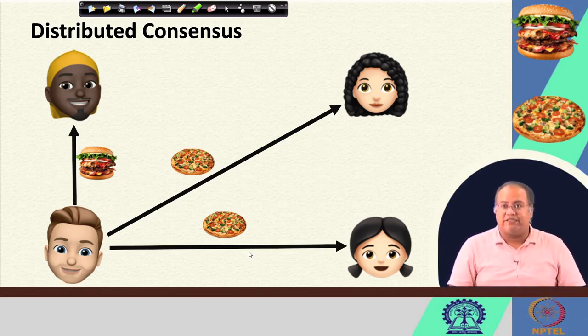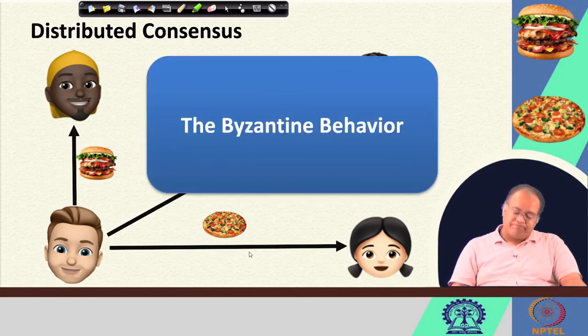If that is the case, then what are you going to do? This is again a classical problem in distributed consensus, and this particular behavior we call Byzantine behavior in the context of distributed systems. Later on we are going to look at the details of this kind of Byzantine behavior, and we will see how we can design consensus algorithms in the presence of Byzantine behavior.